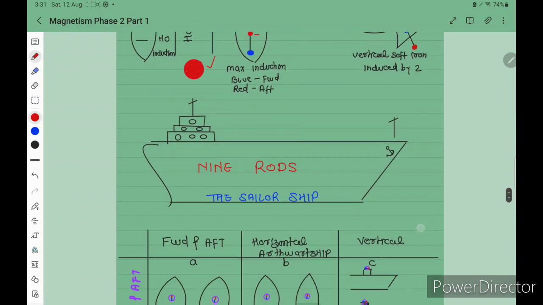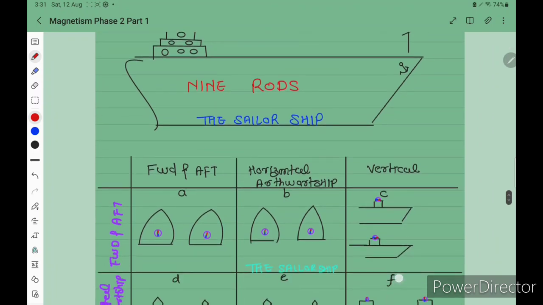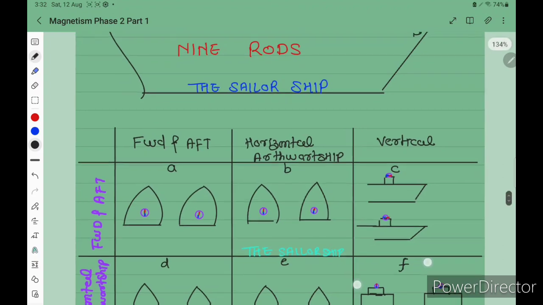Okay, now very important, nine rods. This is also, I think, two to three times repeated in past papers. So now I am going to discuss nine rods, which is very simple, and I will give you how to remember these nine rods.